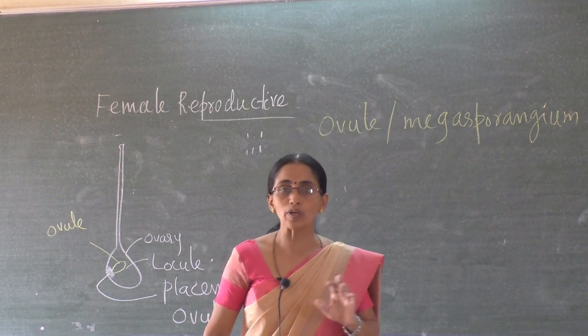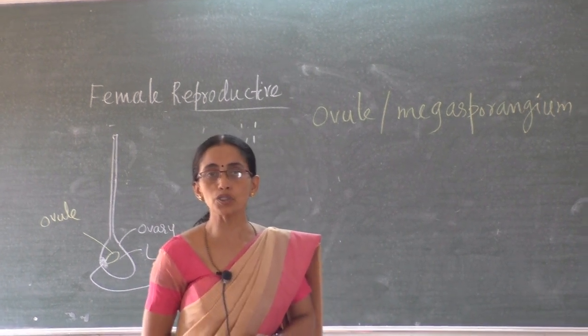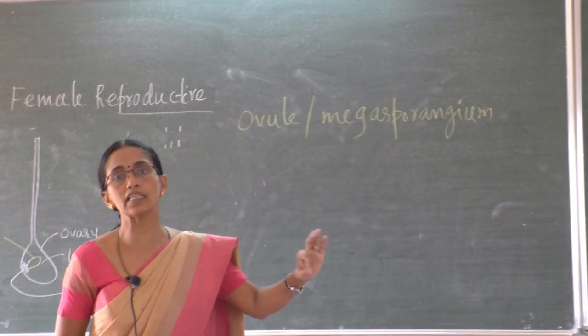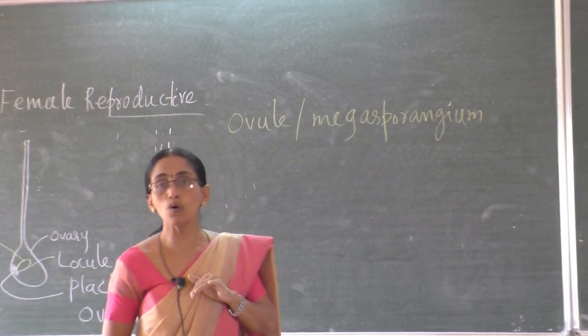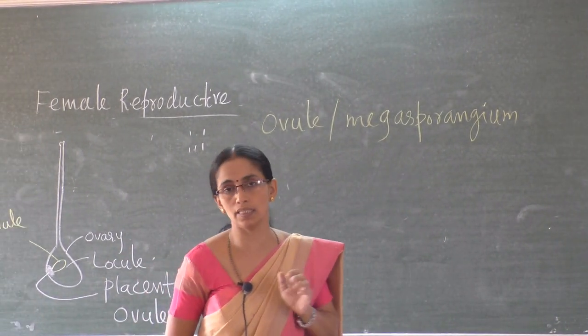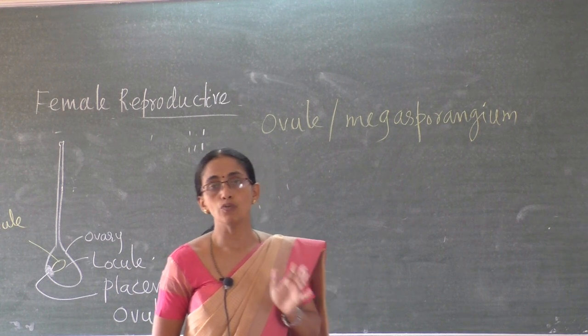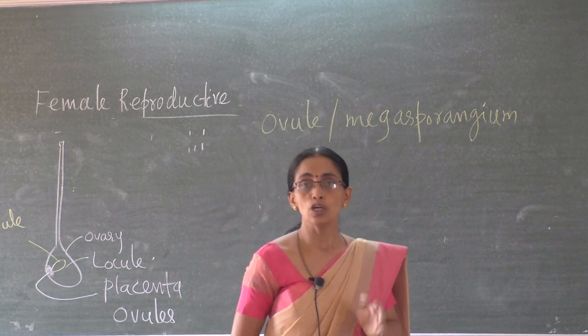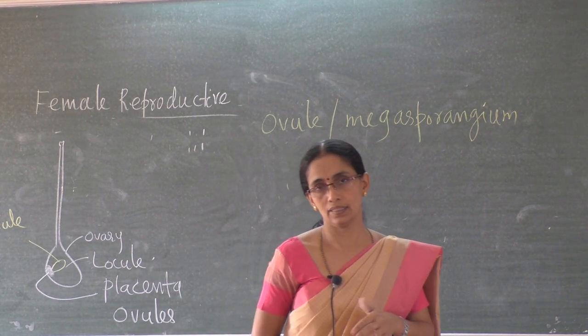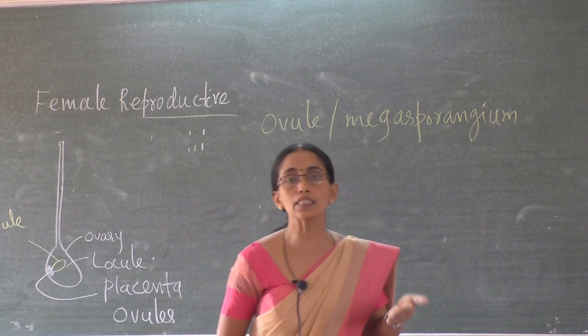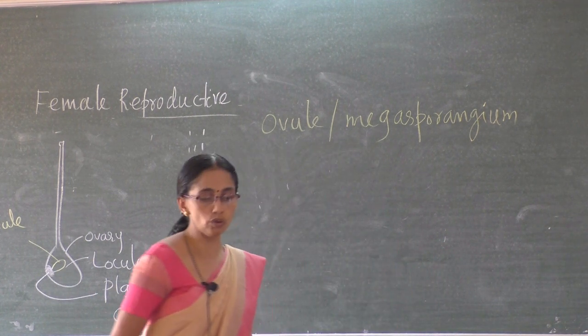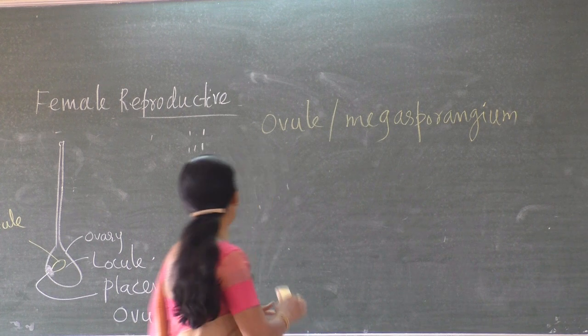Ovule is megasporangium. We studied in the androecium microsporangium, which later produced microspores. Now ovule is megasporangium, which later produces the female gametophyte. There it is male gametophyte, here it is female gametophyte. So what is ovule? Ovule is megasporangium.